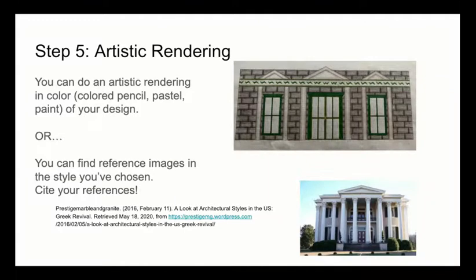And then the last step in this particular project is an artistic rendering. So you could do one in colored pencil or pastel or paint if you like. That's the example shown on the top of the elevation we were just looking at. Or you could pull some reference images in the style you've chosen and you could maybe draw some arrows. These columns, this background, this style of painting, etc. Please make sure if you're pulling images from someone else that you cite your sources and that you do that in an appropriate format.